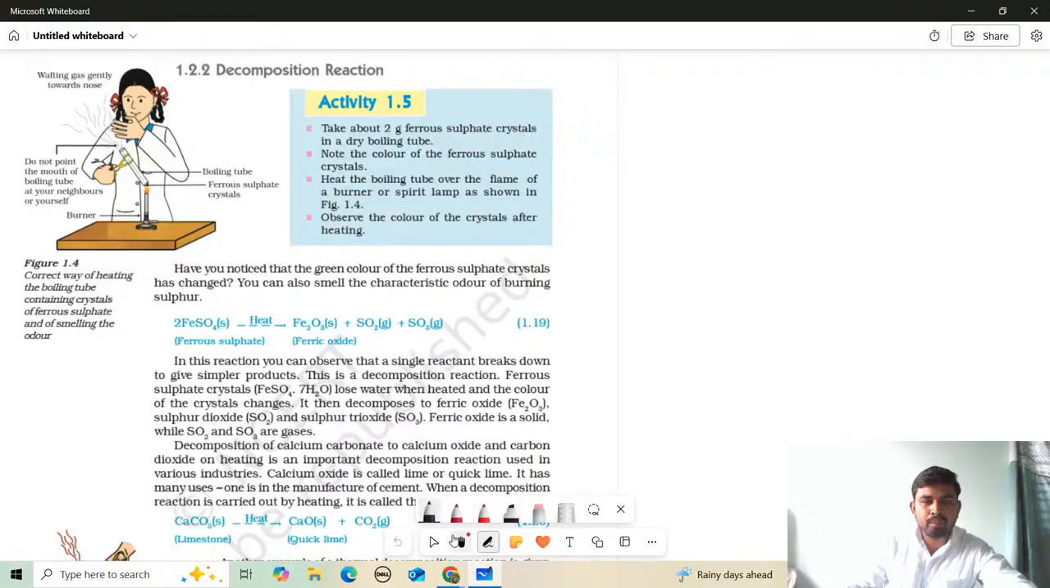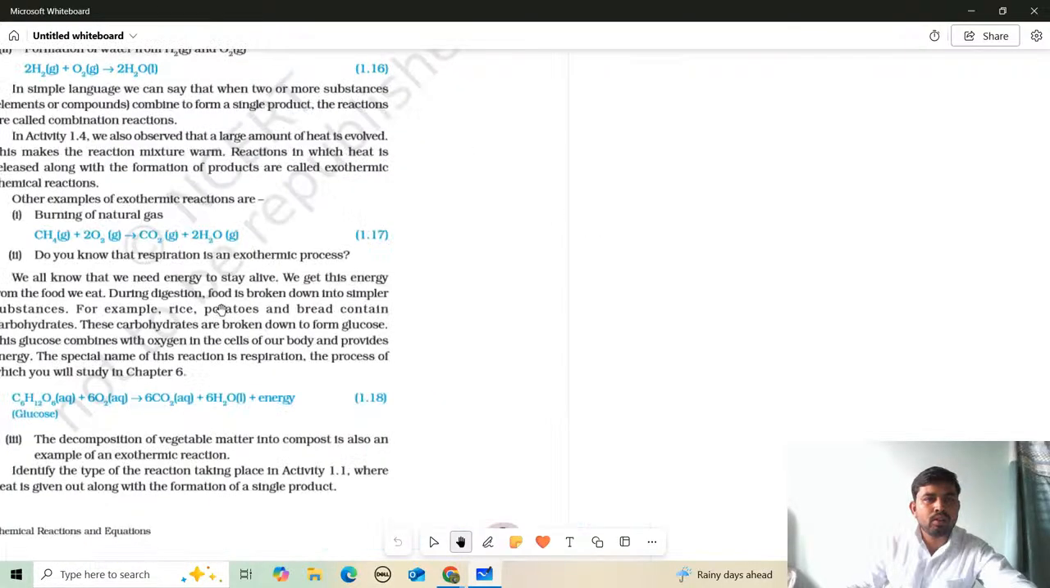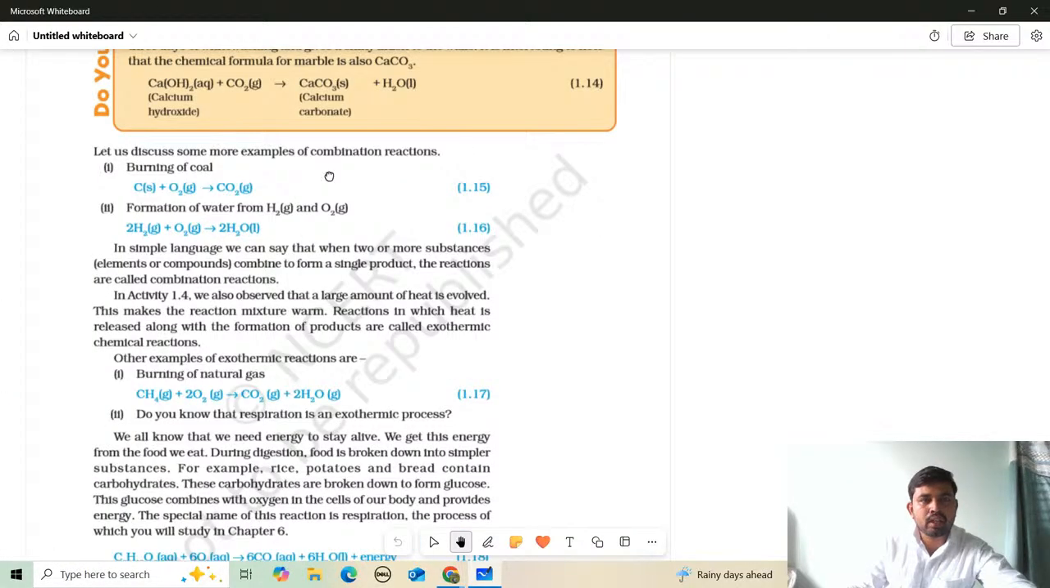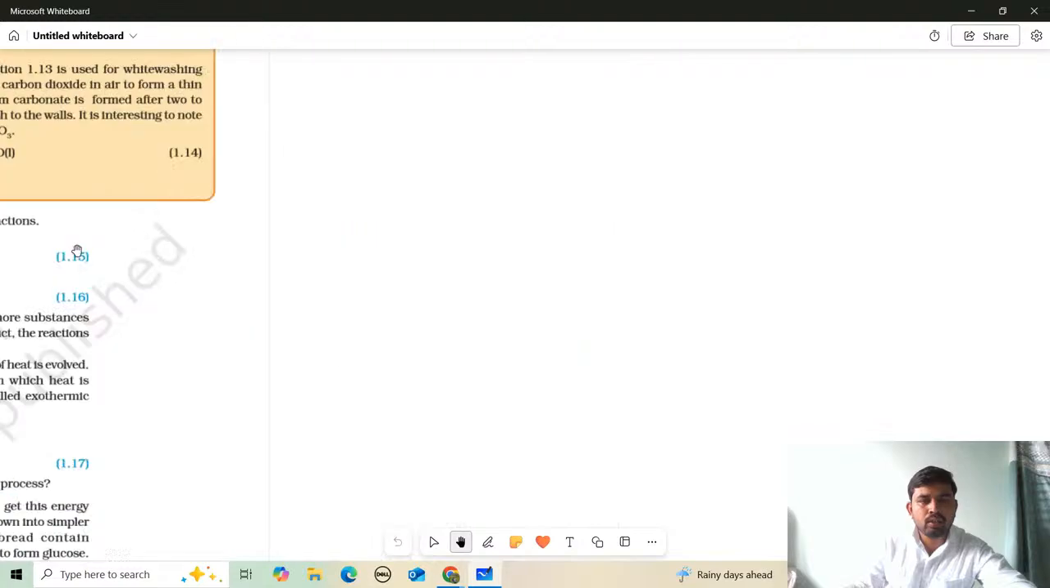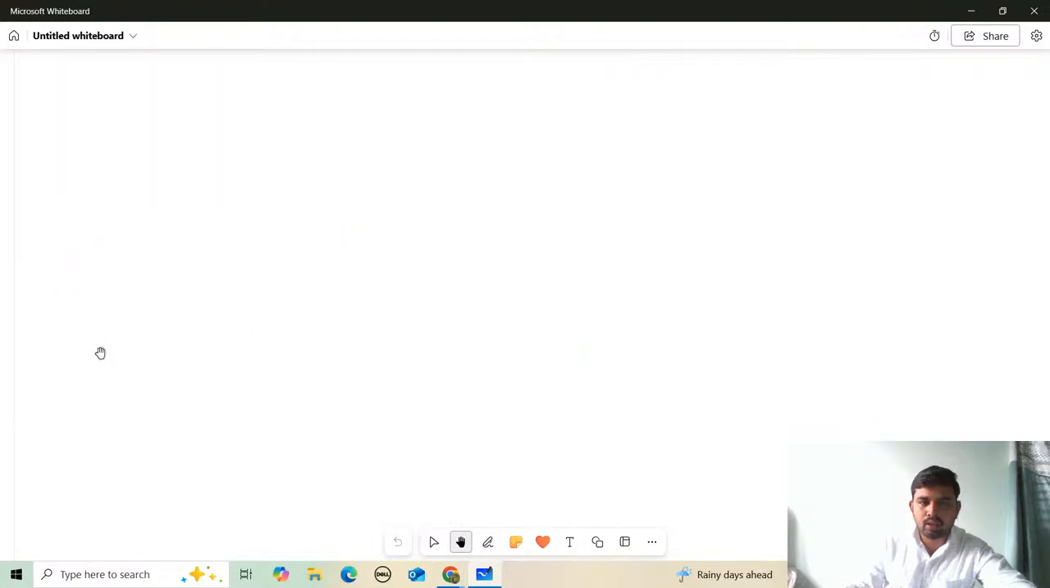You can see here the first type of reaction is combination reaction. Here we should discuss one more time what we mean by combination reactions. Let's remember here.